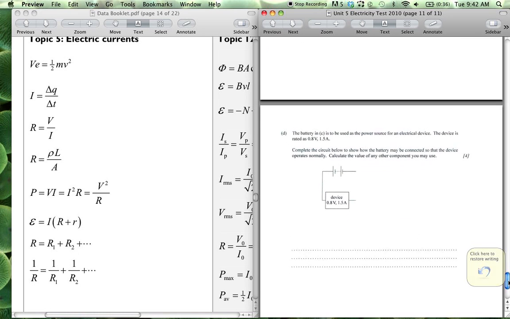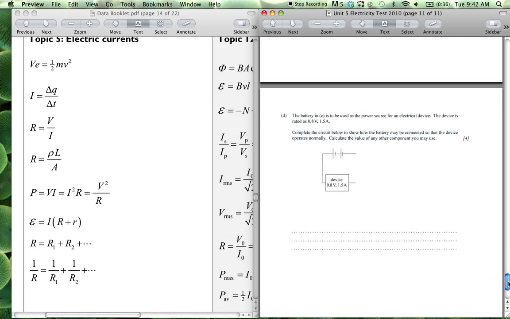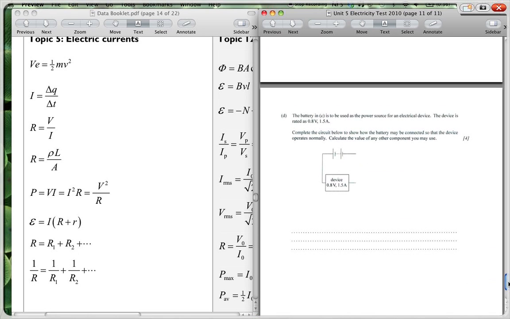Now, I'm going to need to go back here to discuss this, but let's just read the question through, then we'll go back to the diagram. The battery in C is used to power an electrical device. The device is rated 0.8 volts, 1.5 amps. Complete the circuit to show how the battery may be connected so that the device operates normally. Calculate the value of the other component you may use. So we want actually a 1.5 amp current.